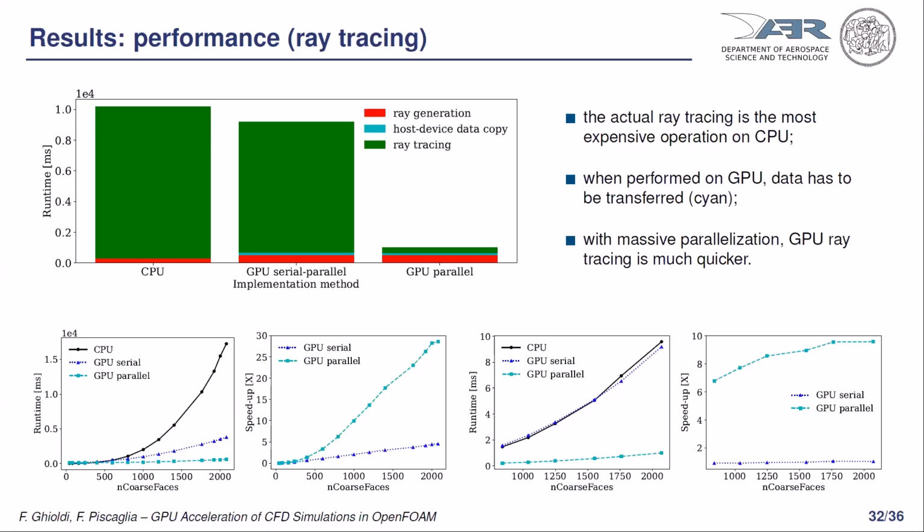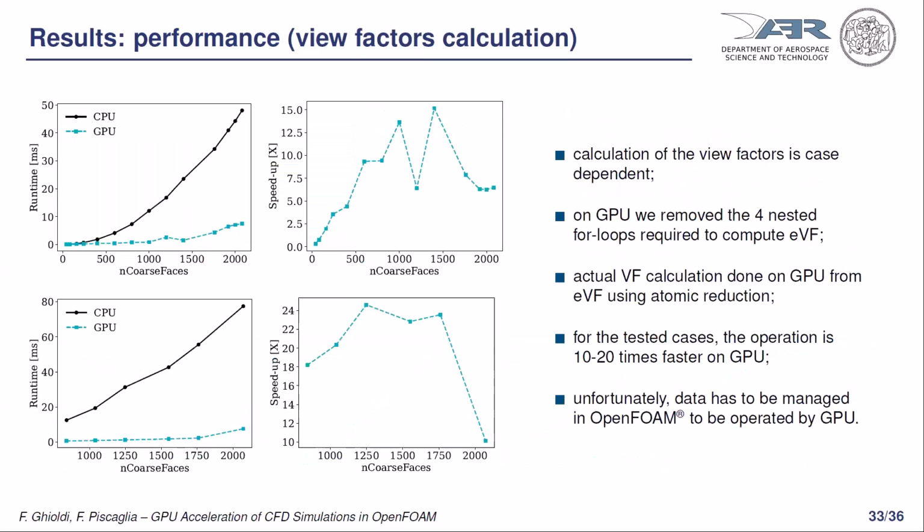So you see here some results in terms of performance. I think you might be interested in these figures even more, which is the calculation of the ray tracing and the view factors, just a single operation. You can get up to 10 to 20 times speed up on the cases that we tested.